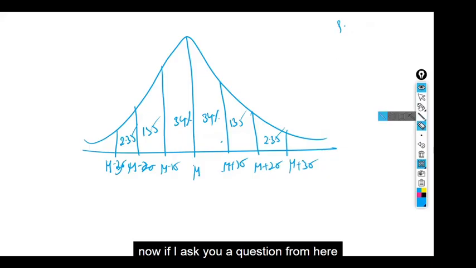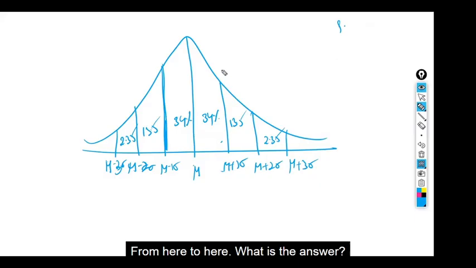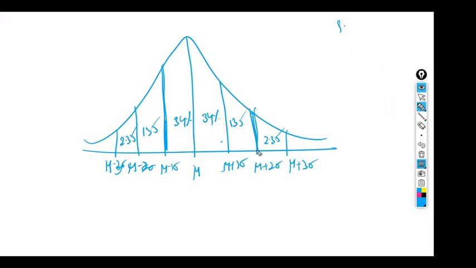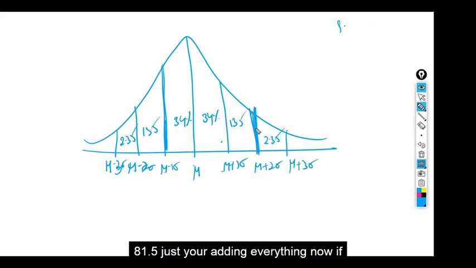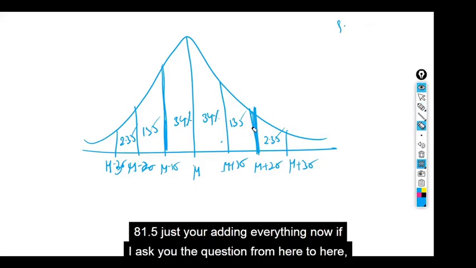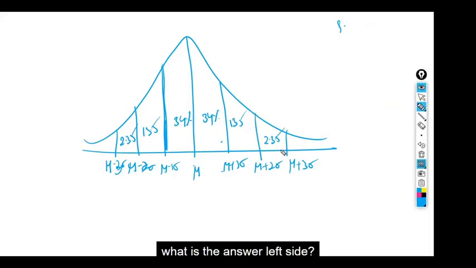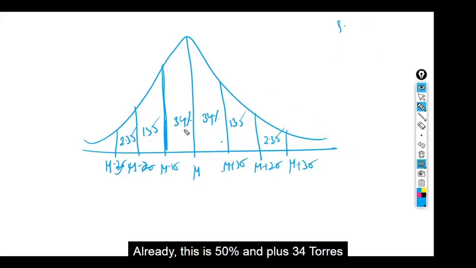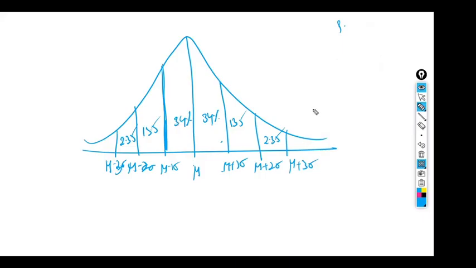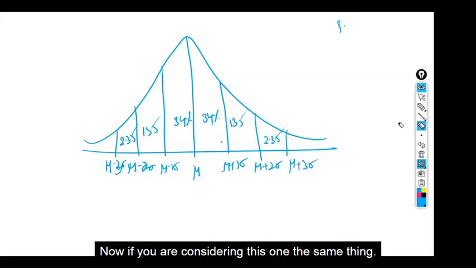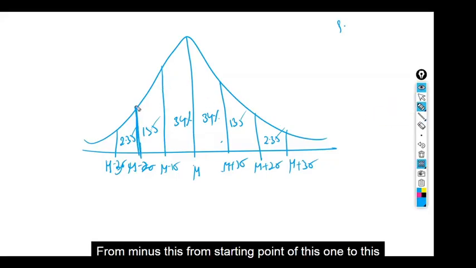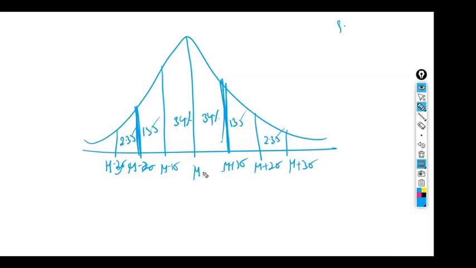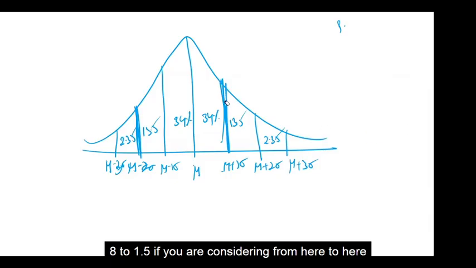Now, if I ask you a question from here to here, what is the answer? 68. Now, from here, starting point is same. From here to here, what is the answer? 81.5. Just you are adding everything. Now, if I ask you the question from here to here, what is the answer? The entire left side. Already this is 50% and plus 34. Total is 84. Now, if you are considering this one, the same thing from starting point of this one to this one, 81.5.